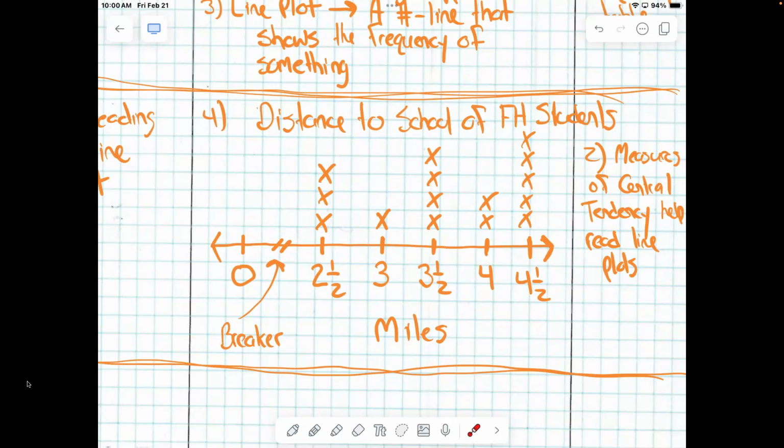What's the mode? Where do you see the most data on this line plot? So the most kids live 4.5 miles from Forest Hills. Does this make sense? And then what does a breaker do again?